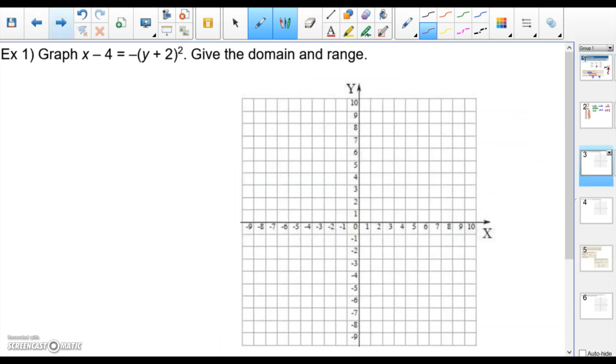Example 1, graph x minus 4 equals negative quantity y plus 2 squared. Give the domain and the range. So it's pretty easy. You should be able to immediately pick out the vertex here. The vertex is going to be positive 4 and negative 2. Just like when we found the center of a circle, it's the exact same deal. So we know the vertex is at positive 4, negative 2 right there.